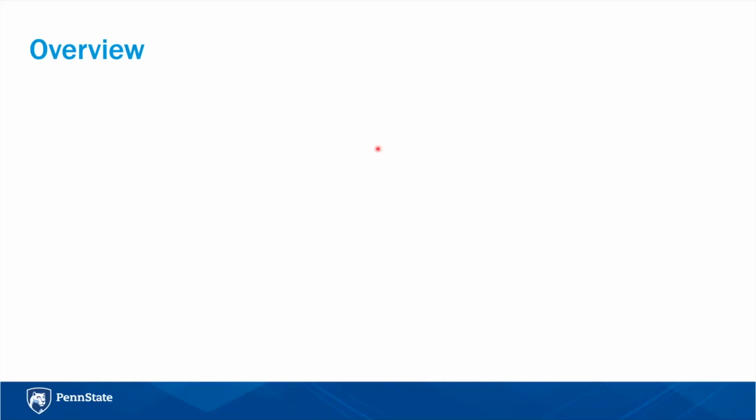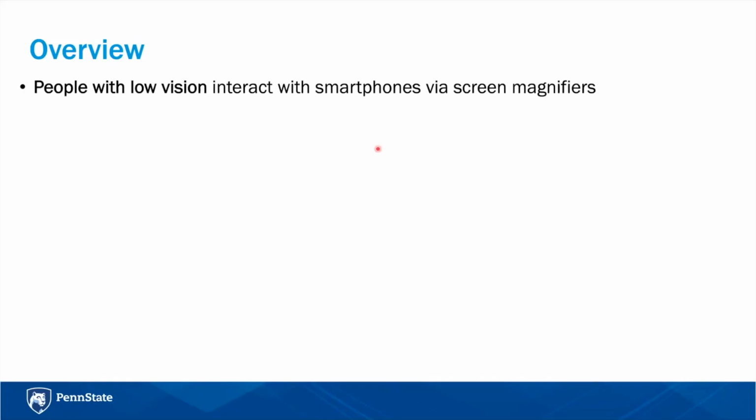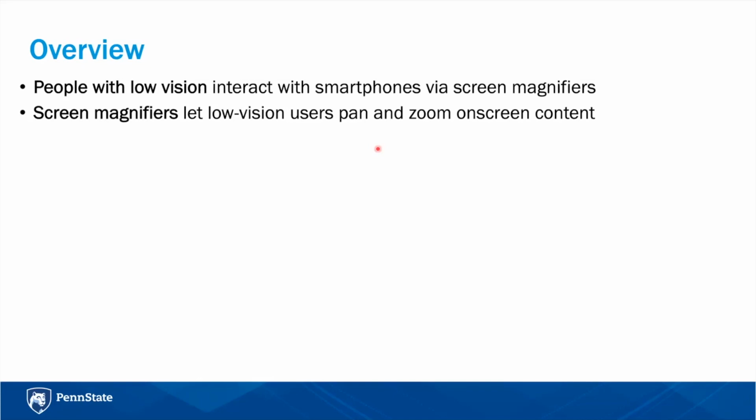A quick overview of our work. Low vision is broadly defined as a vision impairment that cannot be fully corrected even with glasses, medication, or surgery. People with low vision interact with smartphones via assistive technologies like screen magnifiers. Screen magnifiers provide built-in, multi-finger, multi-touch gestures to pan and zoom on screen content. Between panning and zooming operations, panning is done more frequently than zooming. In this work, we exclusively focused on panning gestures.